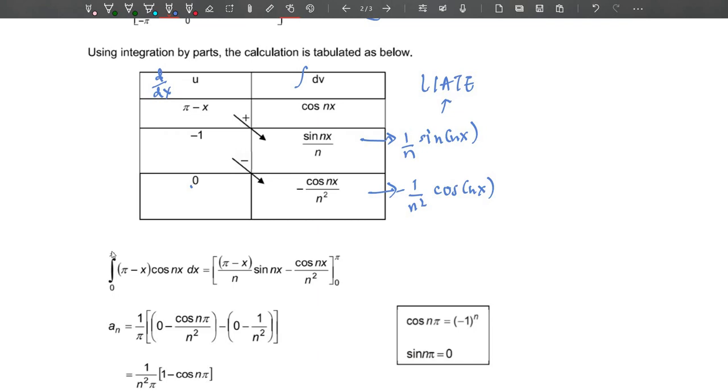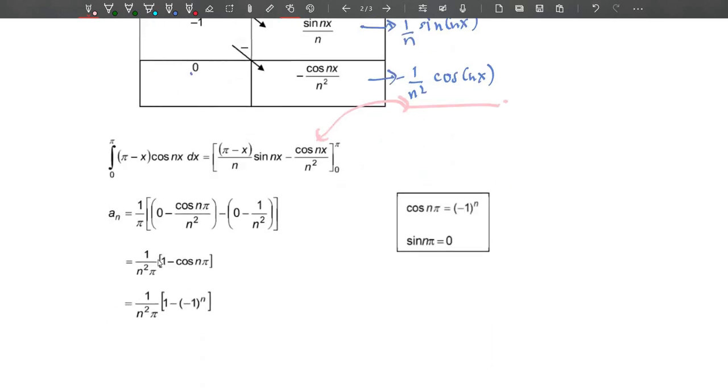Okay, so right now the integral from 0 to pi of (pi minus x) cos(nx) with respect to x is equal to pi minus x times sin(nx) times the positive, so it should be (pi minus x) over n sin(nx). Negative times negative times negative should be negative. Negative 1 times here should be cos(nx) over n squared. Then substitute the value from 0 to pi. After we substitute the value, we come to this term, whereas a_n is equal to 1 over n squared pi, times (1 minus cos(n pi)). Cos(n pi) can also be written as negative 1 power of n, and sin(n pi) is always going to be equal to 0.